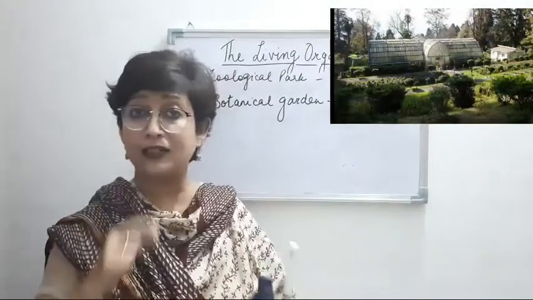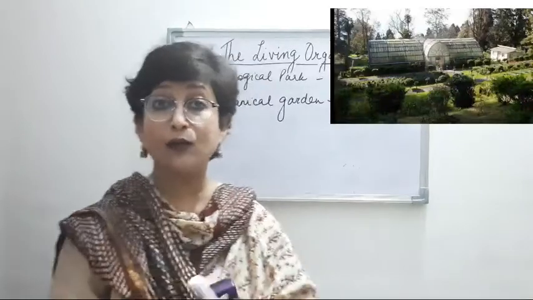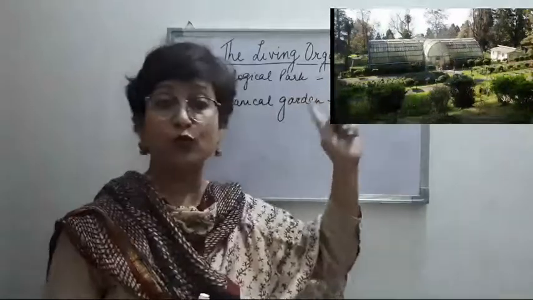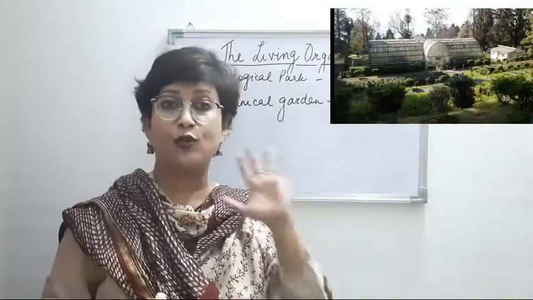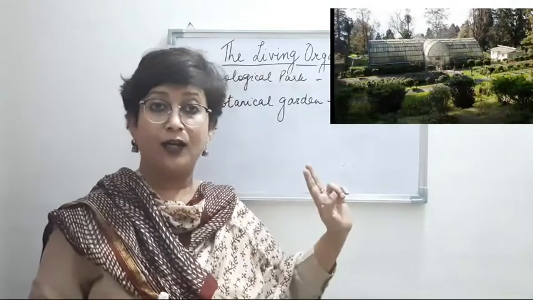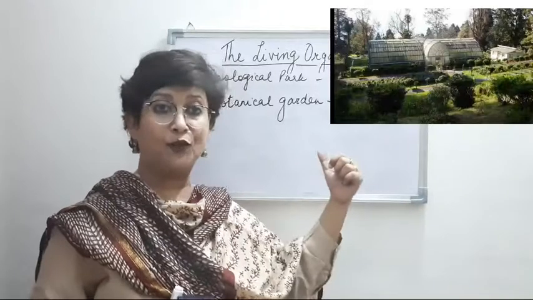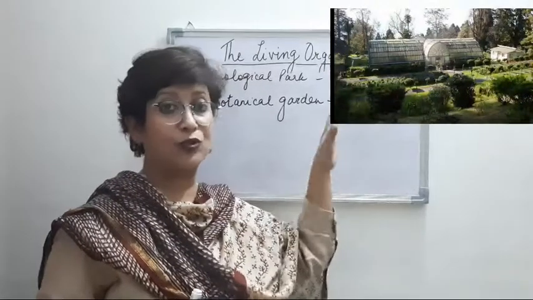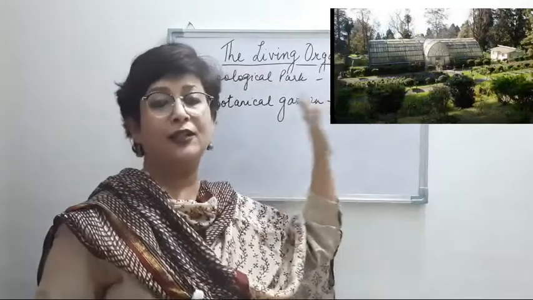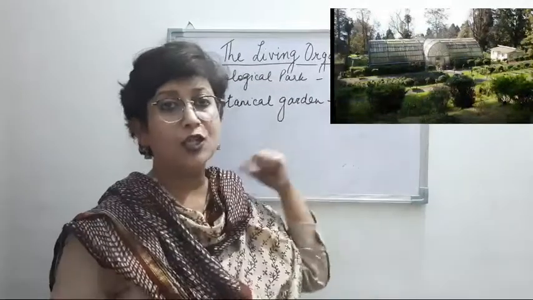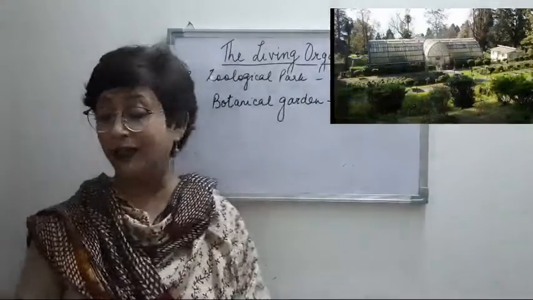Again, botanical is a term related to botany. One more thing I forgot about the zoo is that to maintain a natural habitat, plants are also there, right? So the zoo does not have only the animals over there, but there are plants and trees also that are grown there. But basically the breeding for the animals only is done in the zoo.